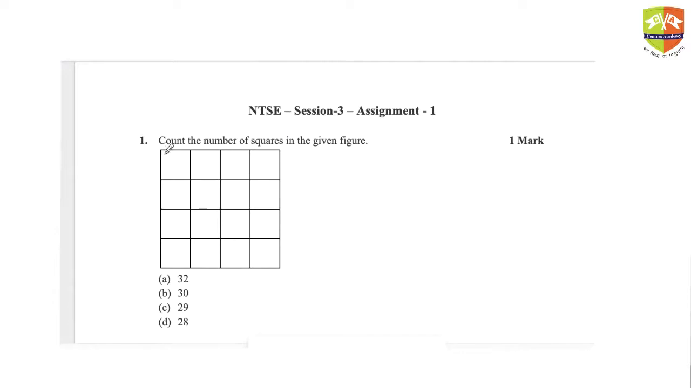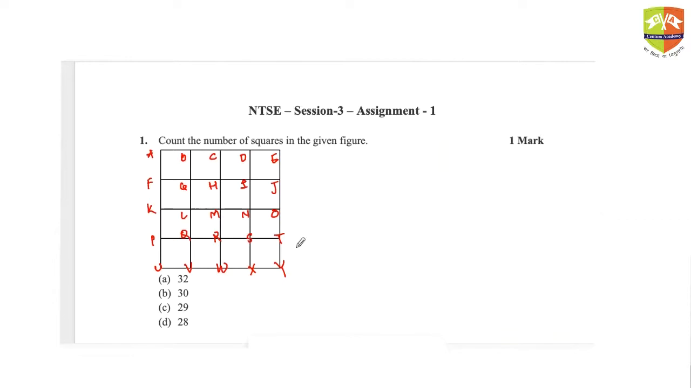Now let me mark it. So this is A, this is B, this is C, this is D, this is E, this is F, G, H, I, J, this is K, L, M, N, O, P, Q, R, S, T, U, V, W, X, Y. Suppose something like this. Now, I have marked everything.